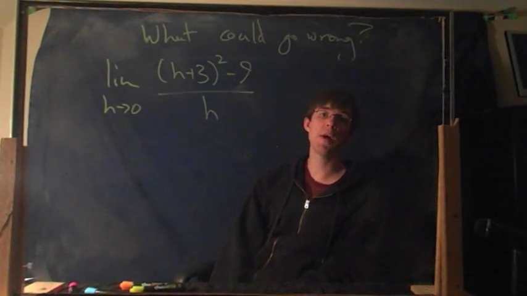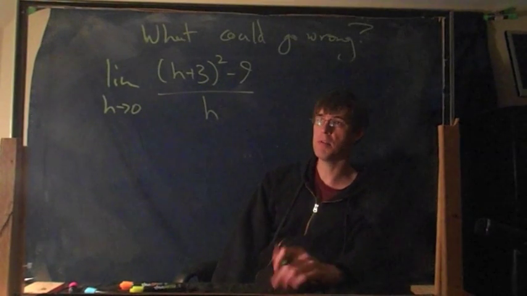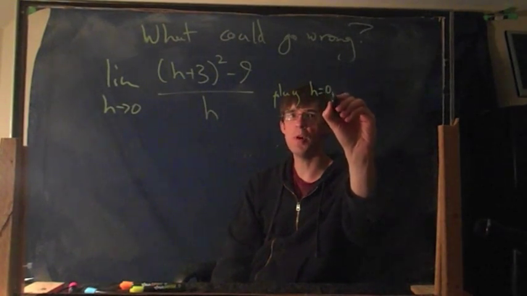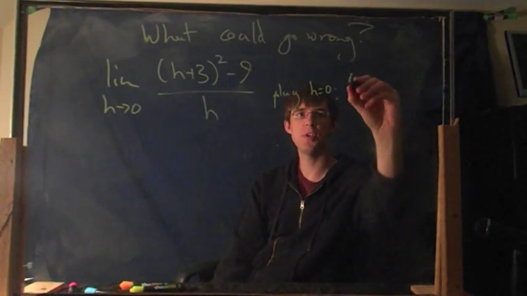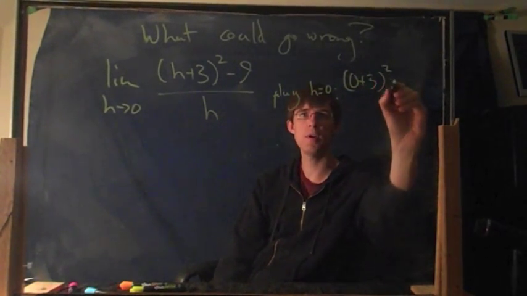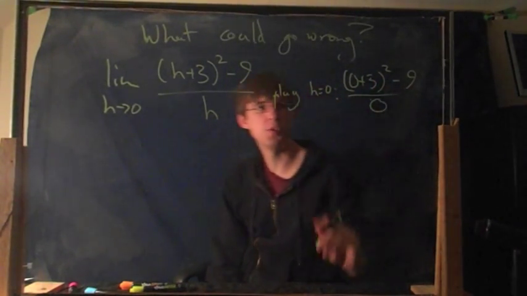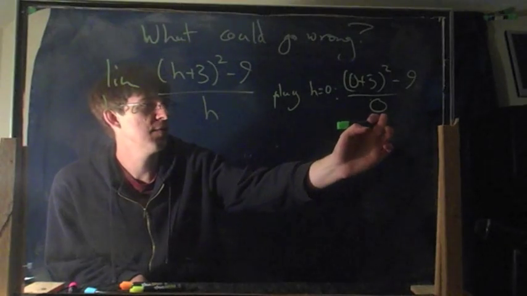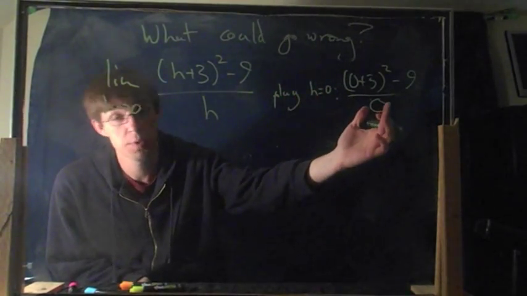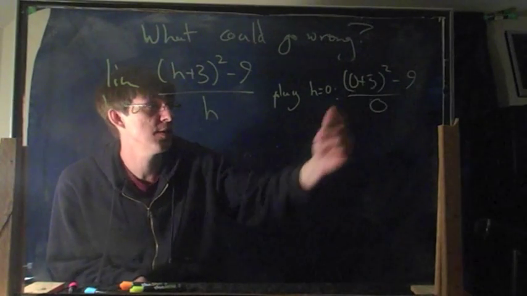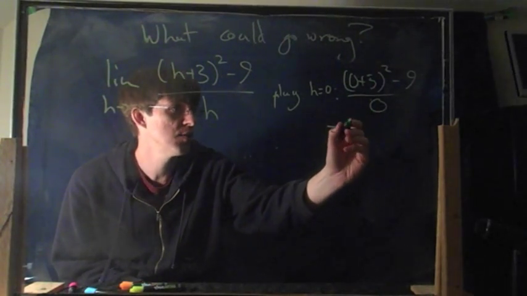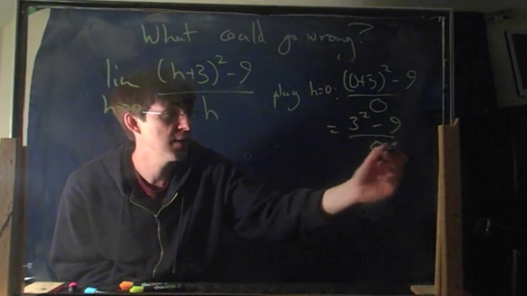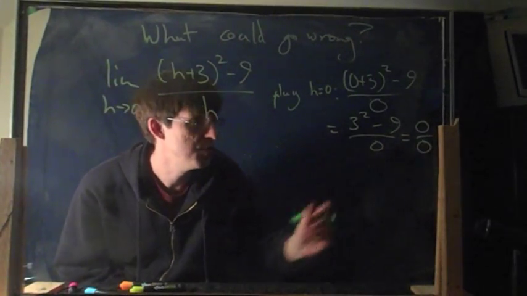Okay, how do you begin such a problem? You should always start by just trying to plug it in, right? So I'm going to plug in h equals 0, and what do you get? Upstairs you get 0 plus 3 squared minus 9, divided by 0. I plugged 0 in everywhere for h. And I have a 0 on the bottom, so something fishy's going on here. What about on the top? Well, 0 plus 3 is 3, so this is 3 squared minus 9. What is 3 squared? That's 9. 9 minus 9 is 0. So actually I get 0 over 0.